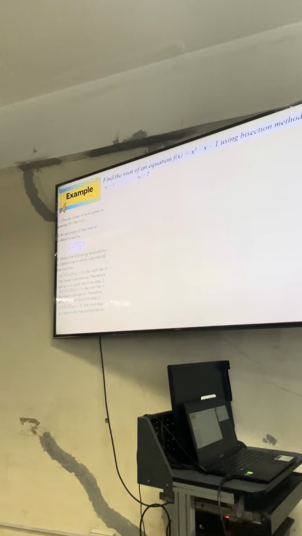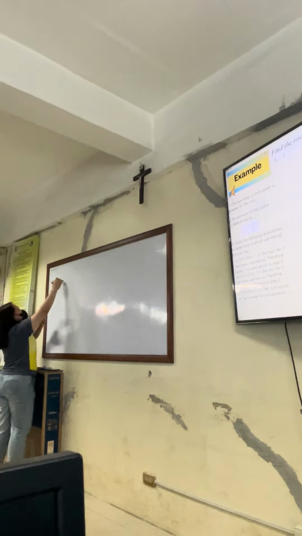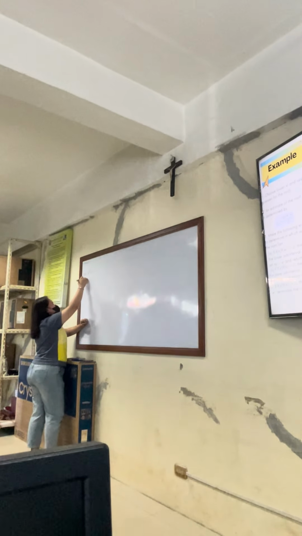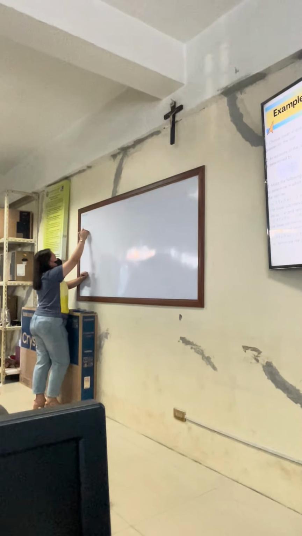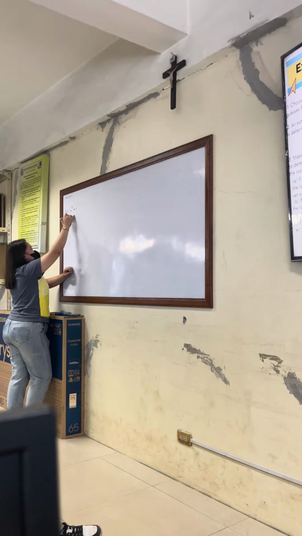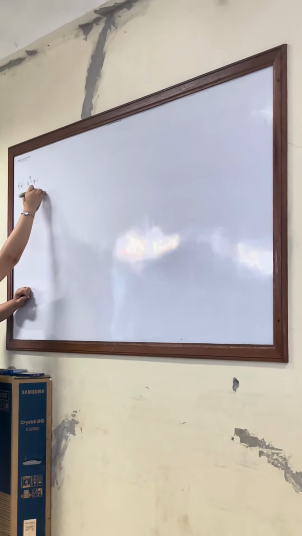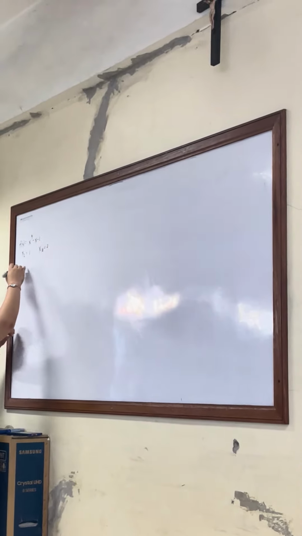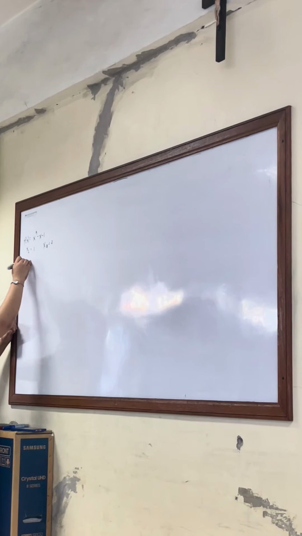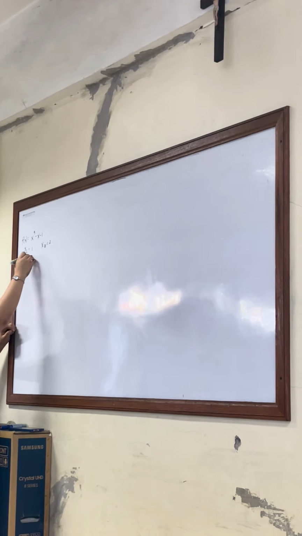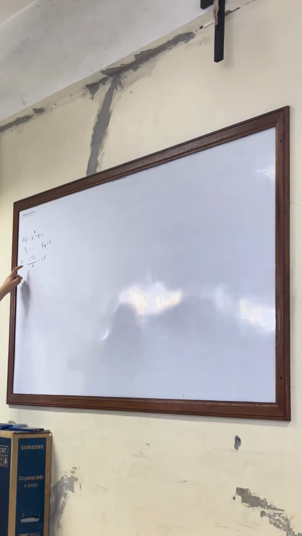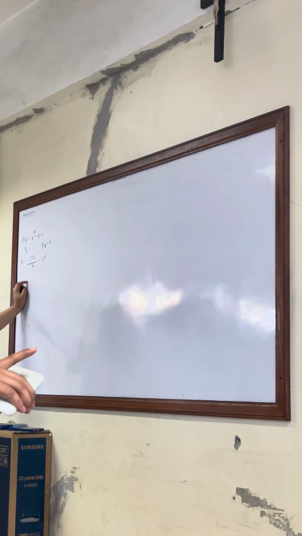So if we have an equation x cubed minus x minus 1, with XL equal to 1 and XU equal to 2, then XR is equal to 1 plus 2 over 2, that's 1.5.